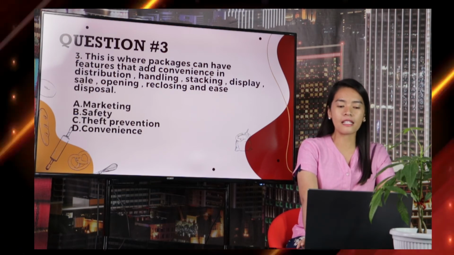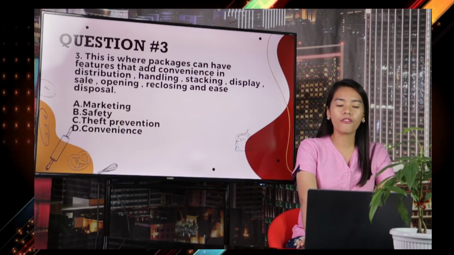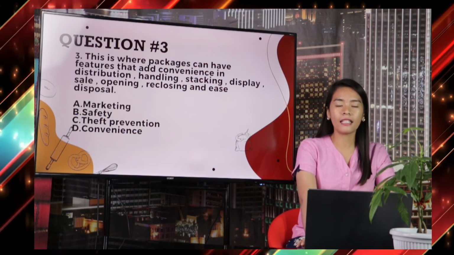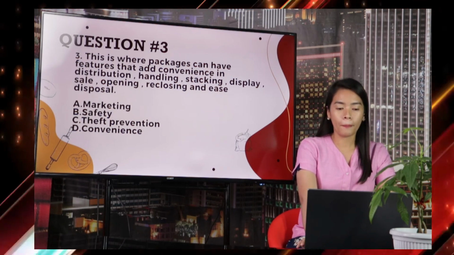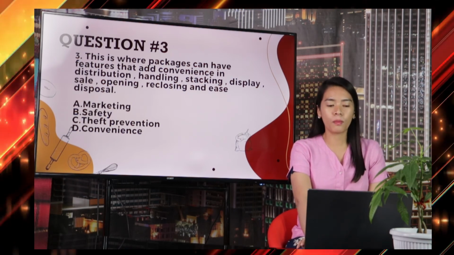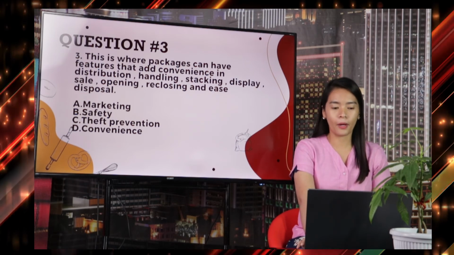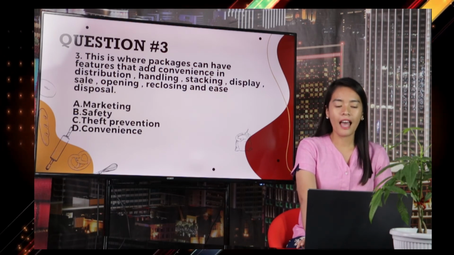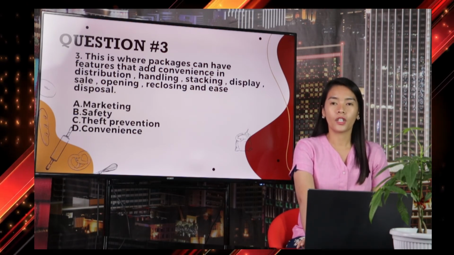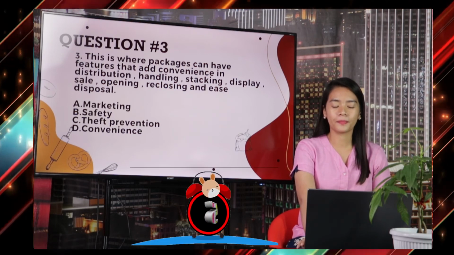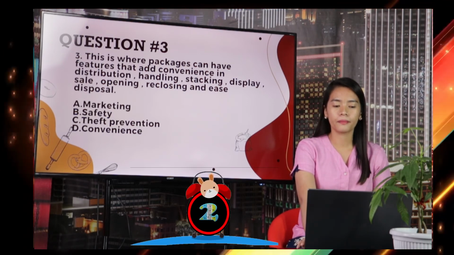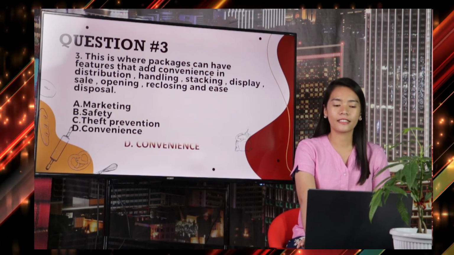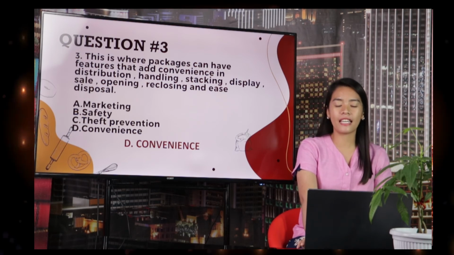Item number 3. This is where packages can have features that add convenience in distribution, handling, stocking, display, sale, opening, reclosing, and ease of disposal. Letter A, marketing. Letter B, safety. Letter C, theft prevention. Letter D, convenience. Your timer starts now. 5, 4, 3, 2, 1. Okay, let's reveal the answer. Letter D, convenience.